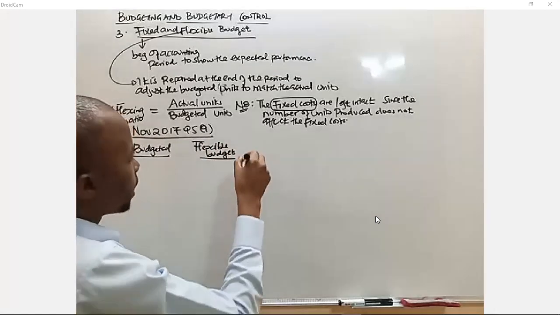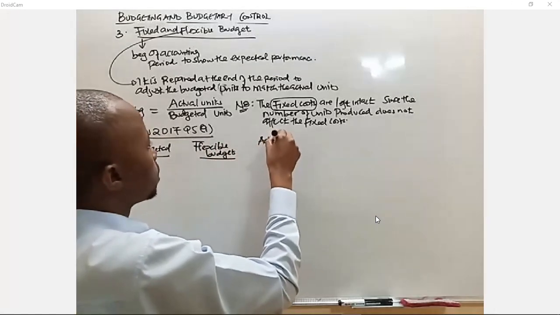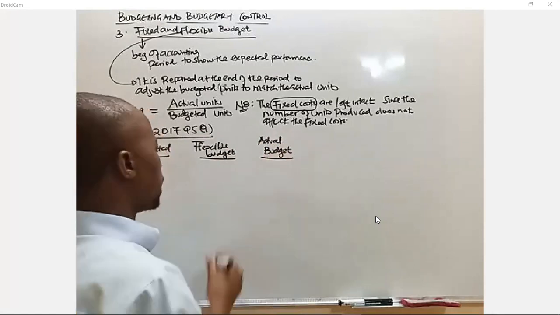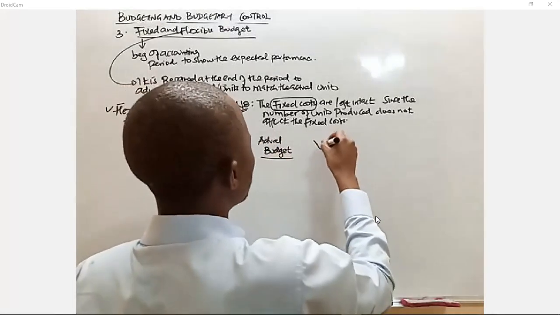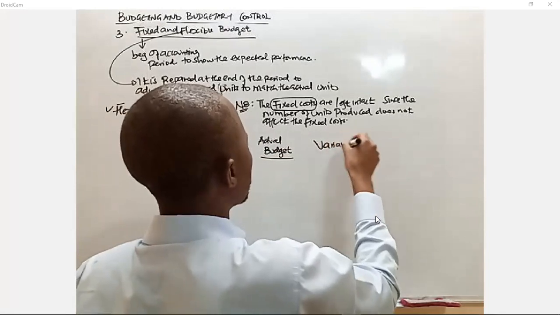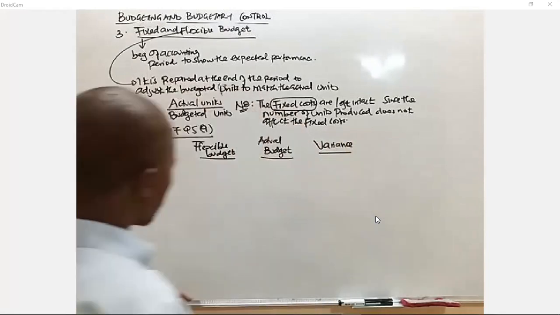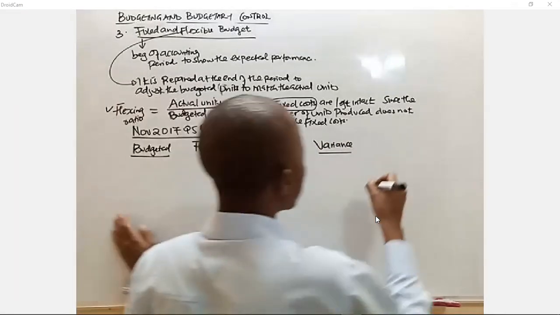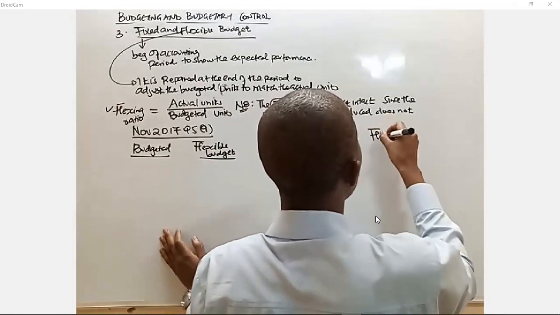Then we compare it with the actual budget, and here we are going to be having variance. Good. So in this case, I just want to be very clever because already we said, let's first calculate our flexing ratio.